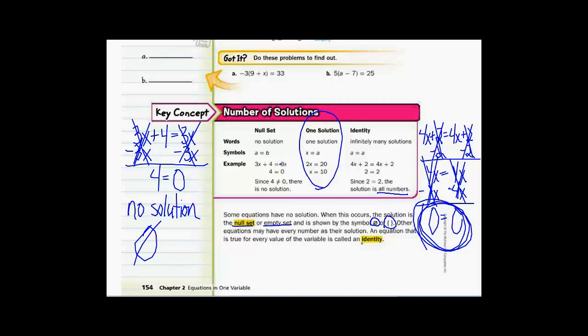Or you could actually write out the word identity. Don't leave it just like this. You need to write out the words all numbers. Sometimes you will see it say all real numbers. All real numbers, or you can even write identity. Now, it's not identical, it's identity. All right? So we're going to work through some problems that have different numbers of solutions.